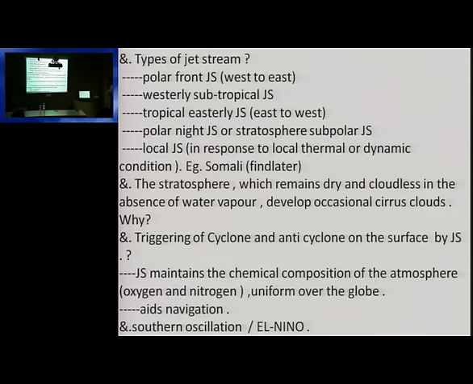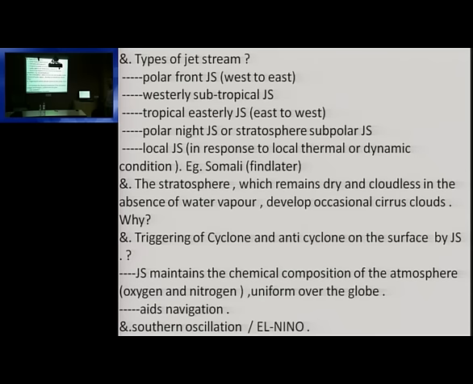Triggering of cyclones and anticyclones on the surface by the jet stream, we have already discussed. The jet stream maintains the chemical composition of the atmosphere, oxygen and nitrogen, uniform over the globe. Please remember this. One of the reasons for the mixing of atmospheric gases, oxygen and nitrogen, is the jet stream. In oceanic circulation, the oceanic current is the agent through which heat is transferred from one location to the other. But at the atmospheric level, when we talk about air, the jet stream is equally important, just like ocean currents.